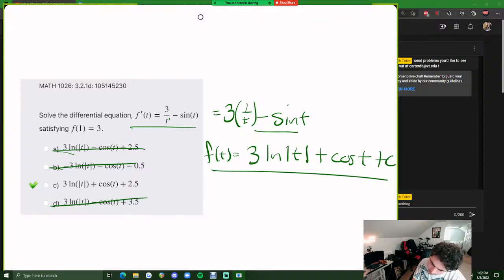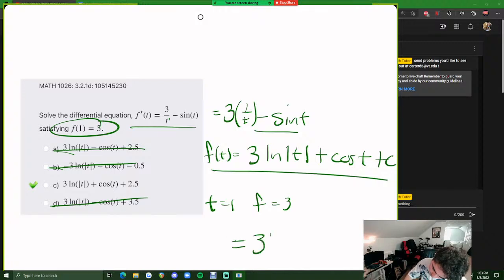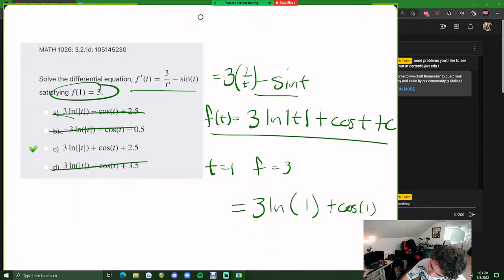And then if we wanted to use the initial condition, I would recommend it. I recommend knowing how to do it. They're saying that when t equals 1, f equals 3, which means if we plug in 1 for all these t's, and then plug in 3 for f, we should be able to solve for c.